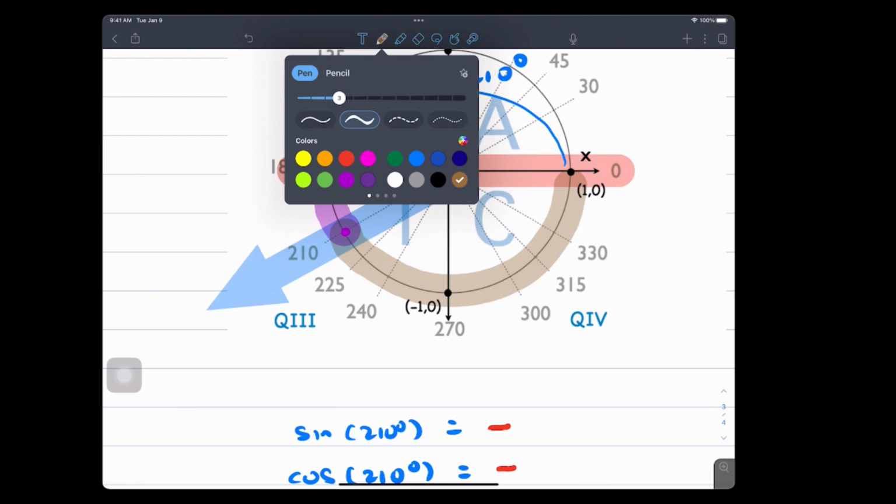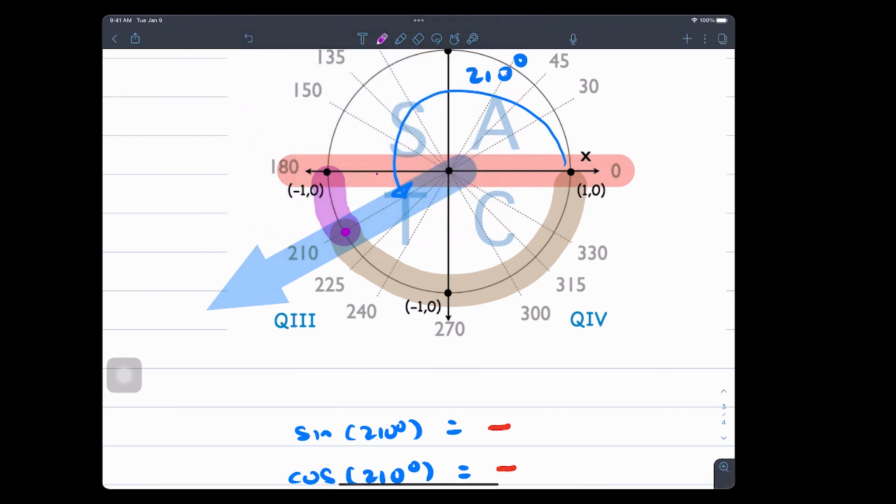Okay. You know what that means? That means this. That means your reference angle is right here. Okay? That's where the reference angle will be. Okay, you guys okay with that? How do we get that reference angle, though?